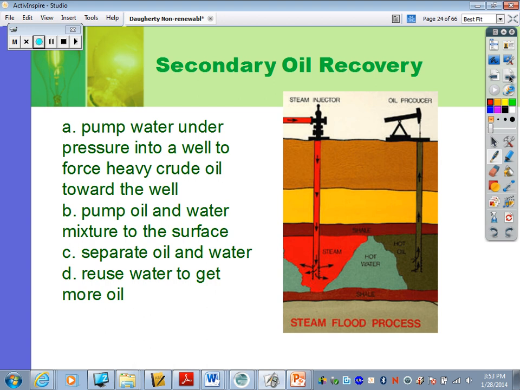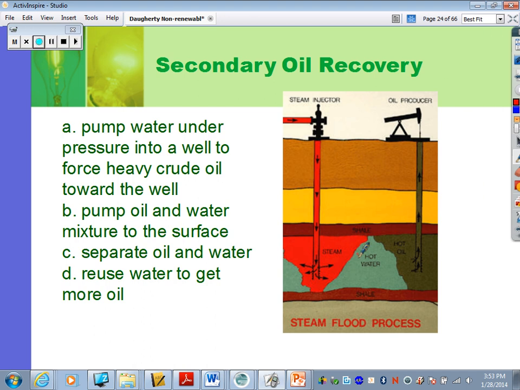Okay, so this picture is going to show us how, if the oil well located below is not pressurized on its own, we could inject steam down into those reservoirs and pump the oil out. It says you would pump water under pressure into a well to force the heavy crude oil toward the well. So here's the well that we want to pump up, and here we are sending that steam water down into the reservoir. It says you're going to pump the oil and water mixture to the surface with your pump here, and you're going to retain the oil, and you can reuse that water over and over again, heat it up again, pump it back down.